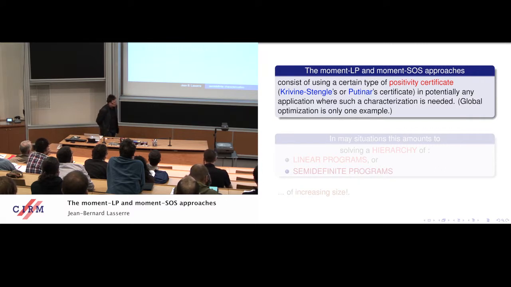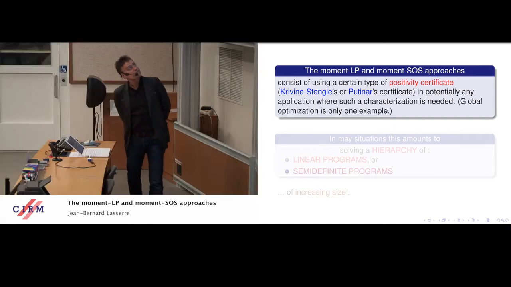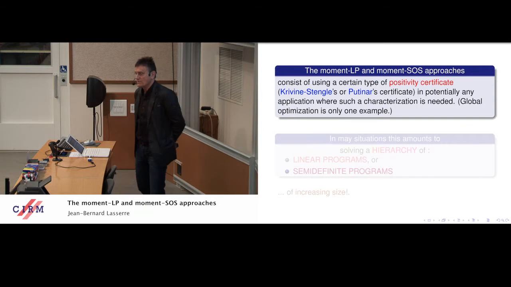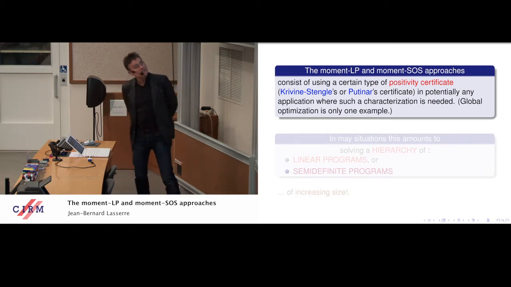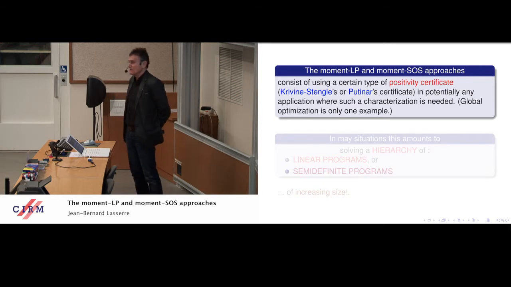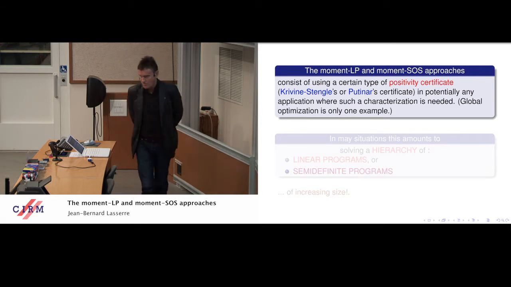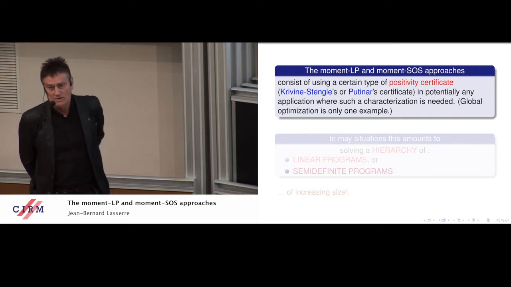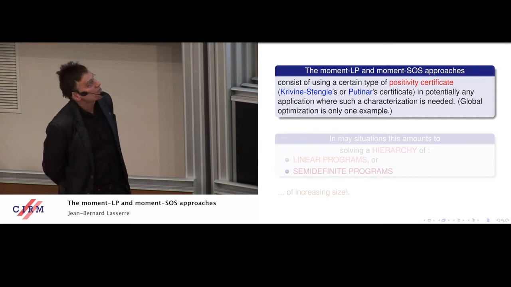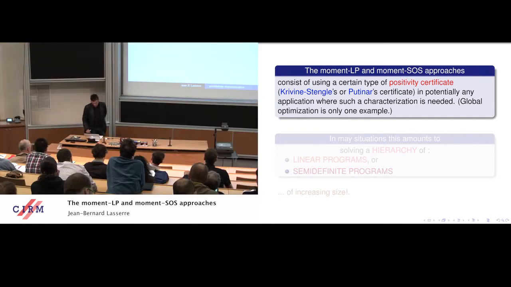So what are the moment-LP and moment-SOS approaches? Well, it's very simple. It consists of using a certain type of positivity certificate, either the SOS one by Schmudgen and Putinar, or the LP one by Krivine-Stengle, in potentially any application where such a characterization is needed. So you don't need to think about polynomial optimization only, but everywhere you would have a constraint saying that some polynomial should be positive on a certain set K, which is a basic semi-algebraic set, then you could invoke either the LP one or the SOS one certificate. And it would be very useful.